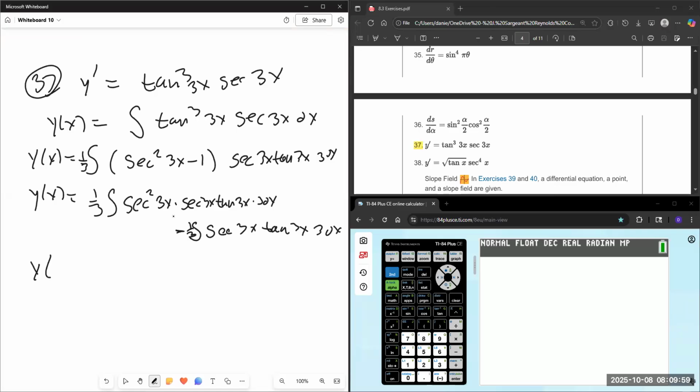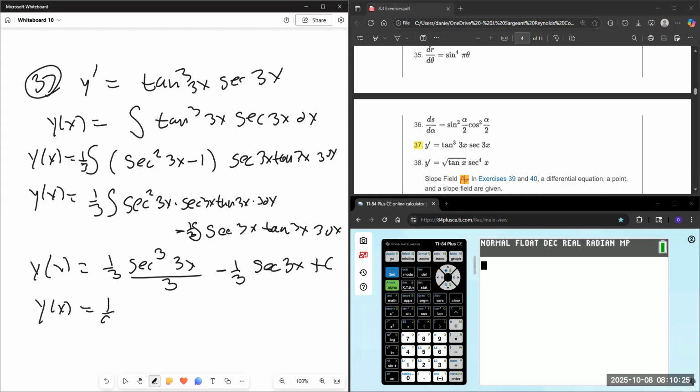So y of x is equal to 1/3 of secant to the third 3x over 3, minus 1/3 of, and then that's just the derivative of regular secant 3x, plus c. So a third times another third is 1/9 secant cubed 3x minus 1/3 secant 3x plus c.